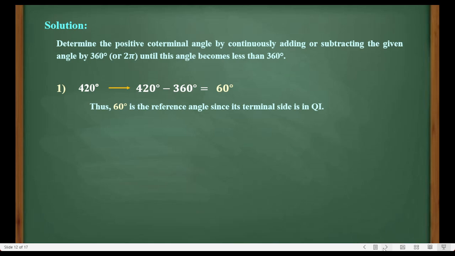Okay, so if that's the case, this coterminal angle will also be considered as the reference angle. Okay, and this is the answer. So again, therefore, 60 degrees is the reference angle since its terminal side is in quadrant 1. Okay, next, number 2. How about 29 pi over 6?